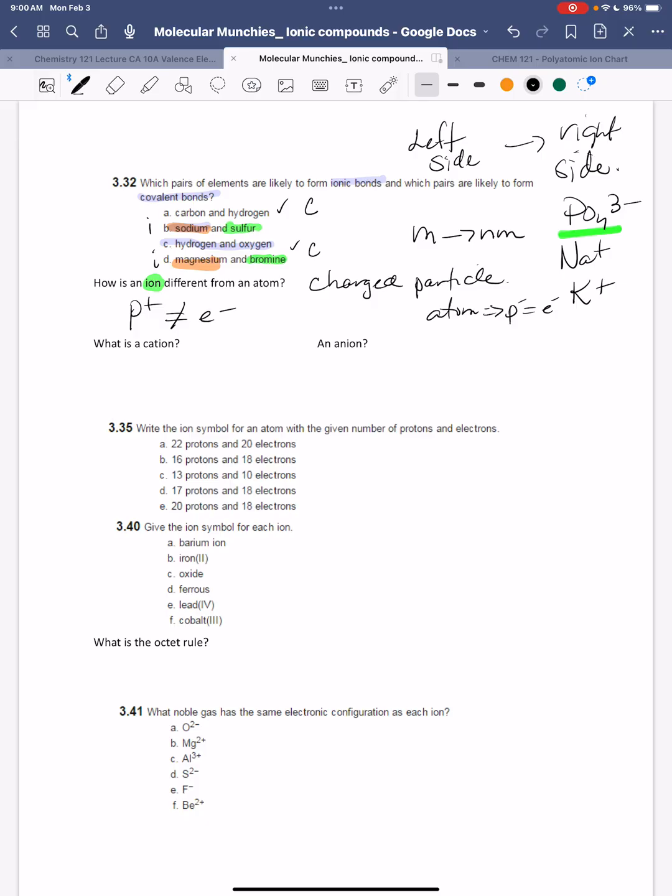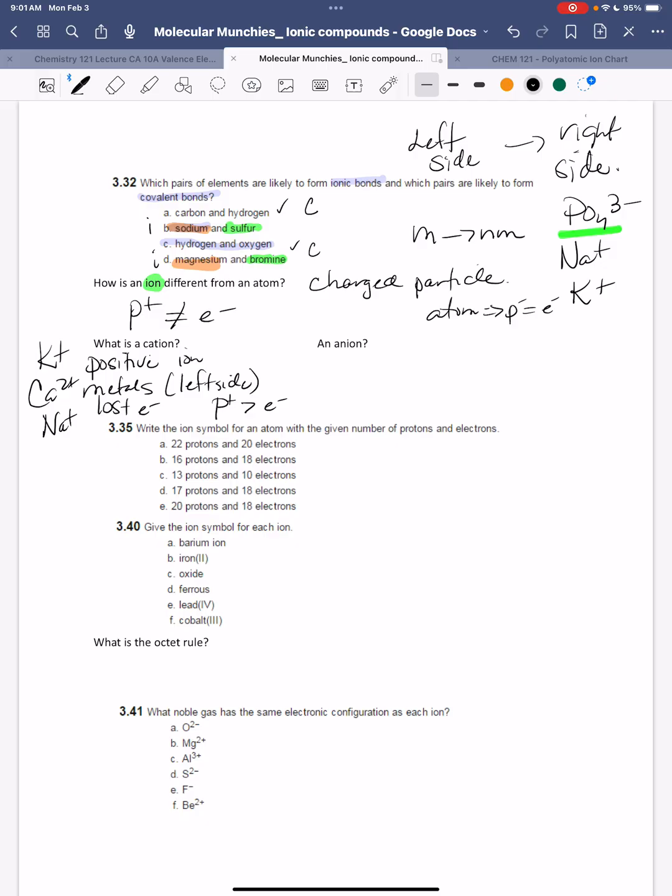A cation is a positive ion, okay, and we've talked about those are the metals, they are on the left side of the periodic table. And they have lost electrons. And that means that they have more protons than electrons. They have lost electrons. Potassium, calcium, sodium are all good examples of cations that you're going to run into.